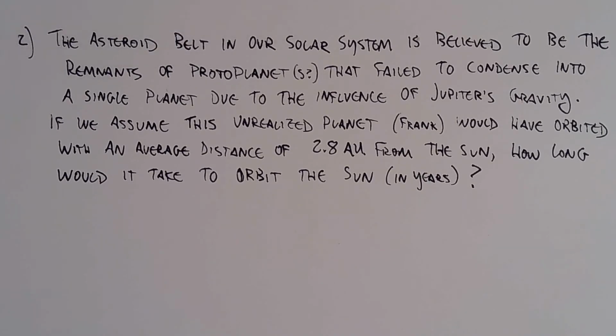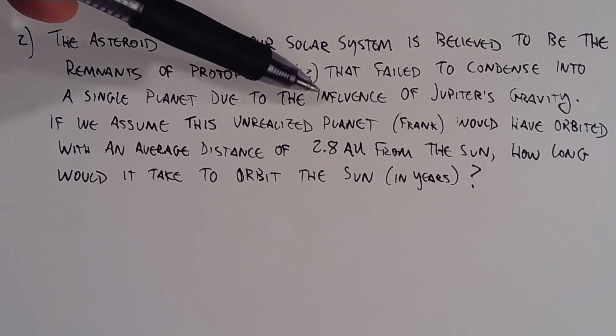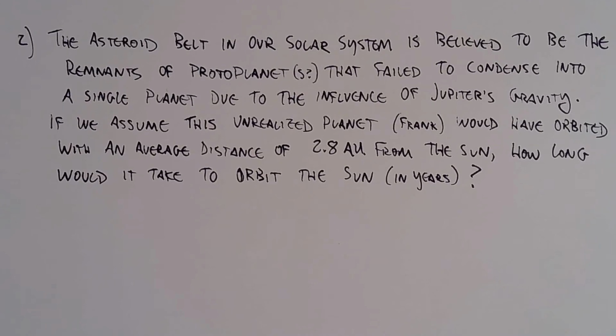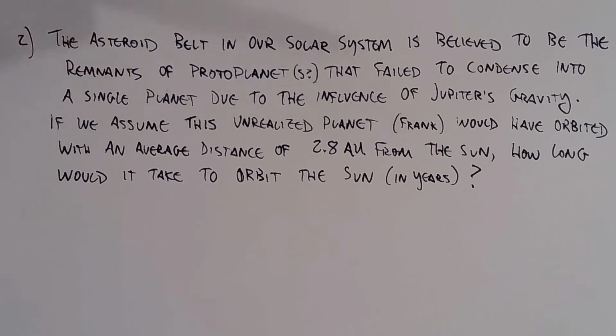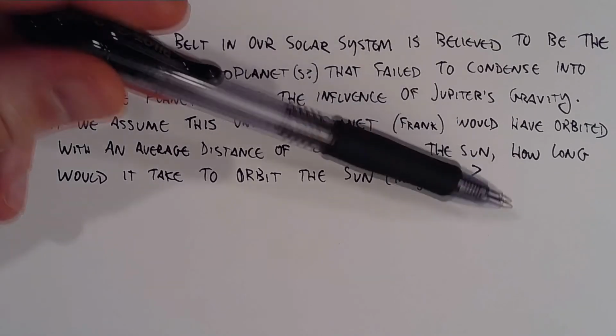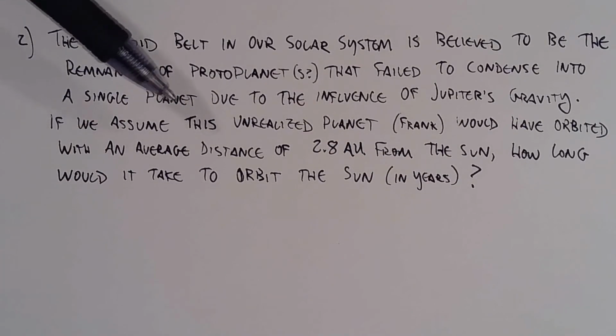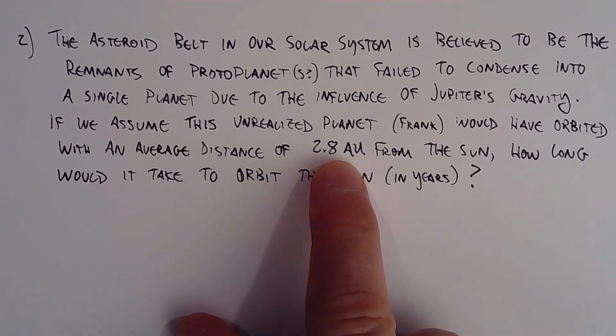The asteroid belt in our solar system is believed to be the remnants of a protoplanet, maybe more than one protoplanet, that failed to condense into a single planet due to the influence of Jupiter's gravity. Pretty massive, so it kept things destabilized there. If we assume the unrealized planet, we're going to call that planet Frank, by the way, would have orbited with an average distance of 2.8 astronomical units from the Sun, how long would it take to orbit the Sun in years?